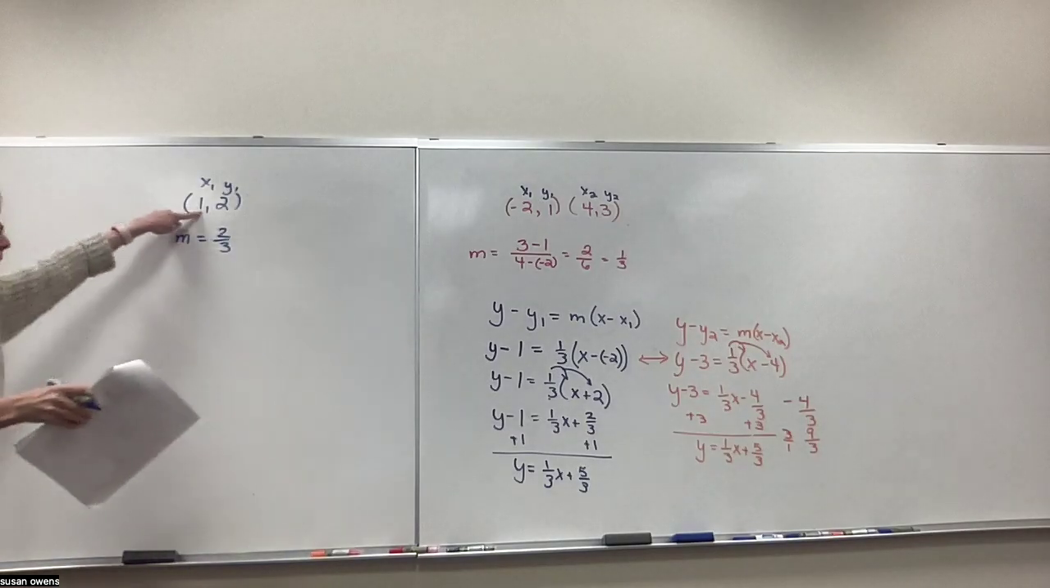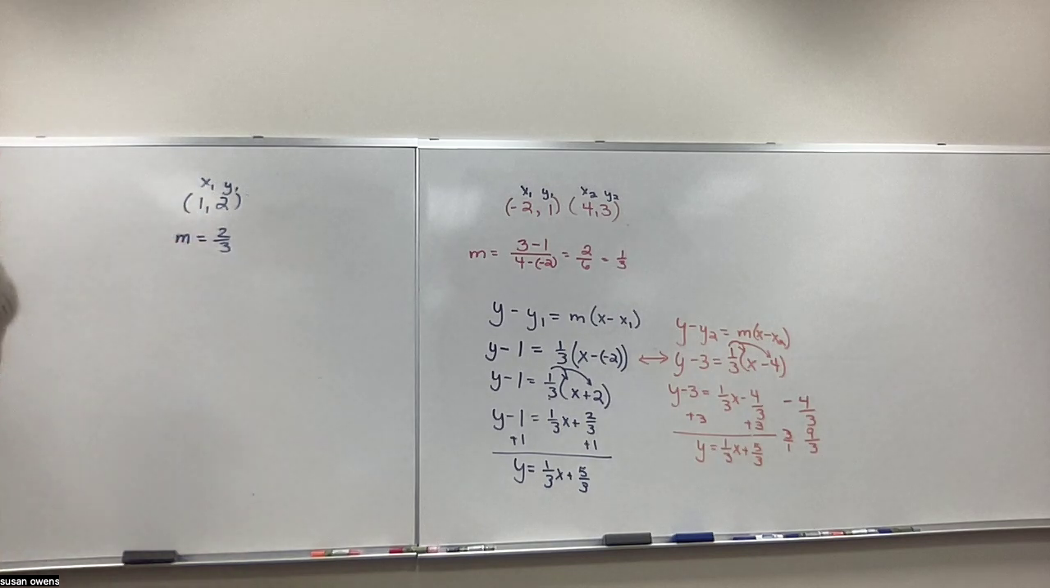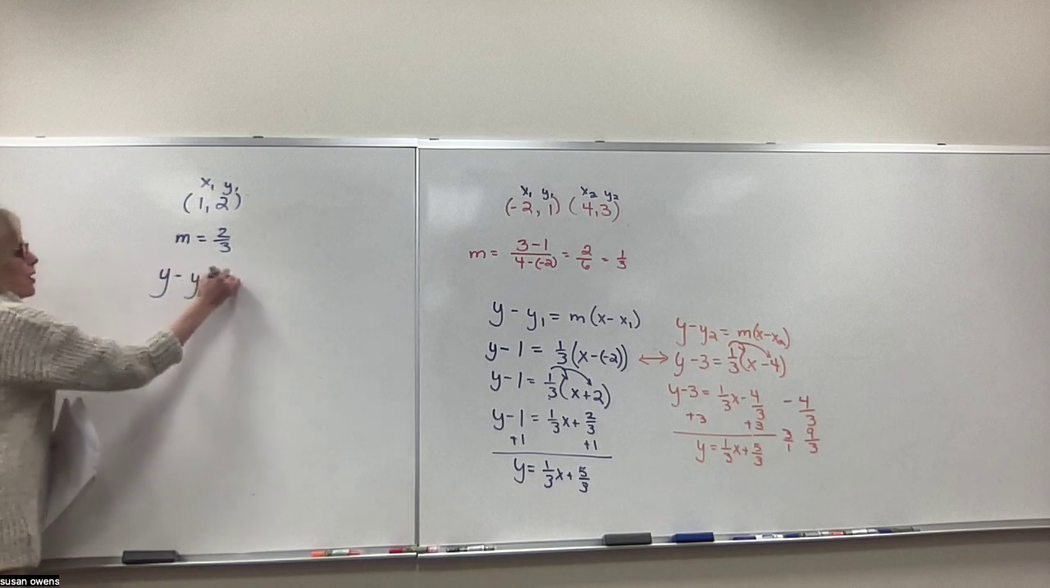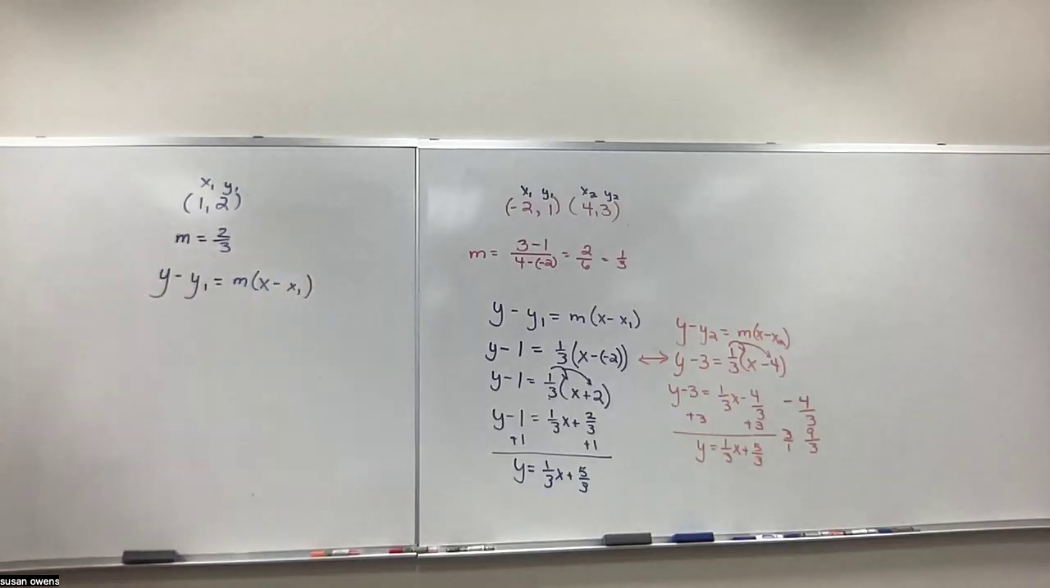We have a point and a slope. So thinking about those three equations that I gave you at the very beginning of class, which equation are we going to use? It has a point and a slope. Point slope. Okay, so go ahead, we're going to use y minus y1 is equal to m times x minus x1. All you have to do is plug in.